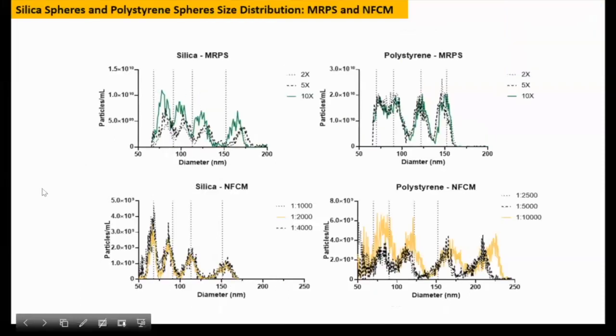We wanted to include this slide just to indicate that we did measure using the MRPS and the nano-FCM both of the polystyrene and silica nanoparticles at different dilutions. Again, we just want to point out that regardless of the dilution, the readouts were pretty much the same, and you can see much clearer resolution with the polystyrenes for the MRPS and the silica for the nano-FCM, which was consistent with our previous findings in our main figures of the paper.